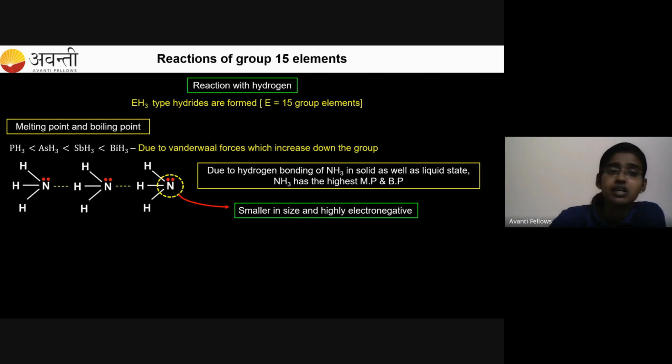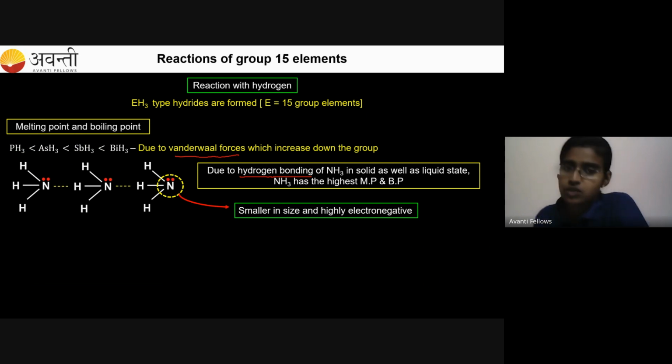Instead, they have a type of force called van der Waals force. Only in case of NH3 do we have hydrogen bonding as an interaction. In the other cases, we have van der Waals forces. Van der Waals force is very weak compared to hydrogen bonding. So comparatively, those hydrides have a much lower melting point and boiling point compared to NH3.